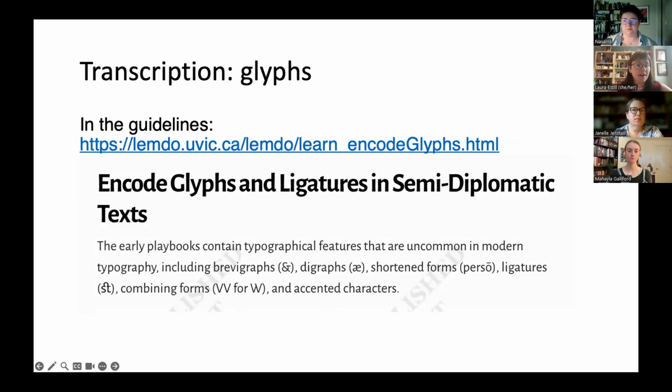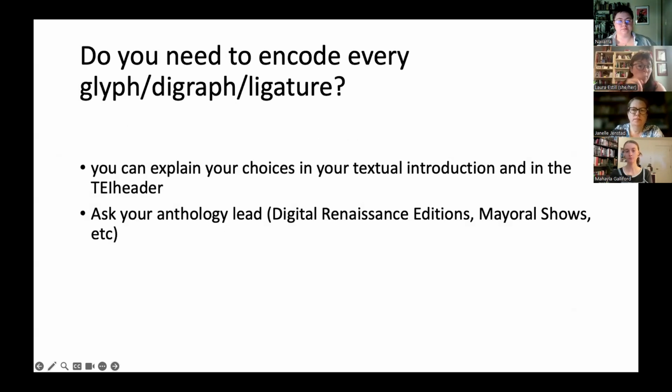In the guidelines, there's an entire section on encoding glyphs and ligatures. The ligatures are the two letters Janelle mentioned, for instance, OE in a single piece of type. Of course, we still see some ligatures in handwriting, and they're like those digraphs, and there's an entire section for you to look at. But one thing to keep in mind is, do you need to encode every single glyph or digraph or ligature? The first thing you're going to want to do is talk with your anthology lead, because there will be anthology specific guidelines for that. And the other thing you'll want to do is explain any choices in your textual introduction. And you can also explain them in your TEI header.